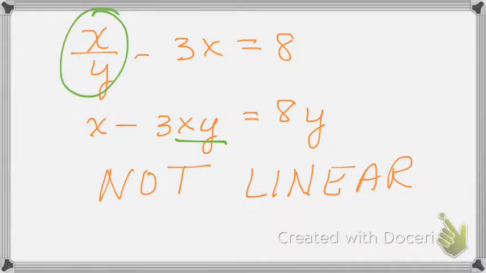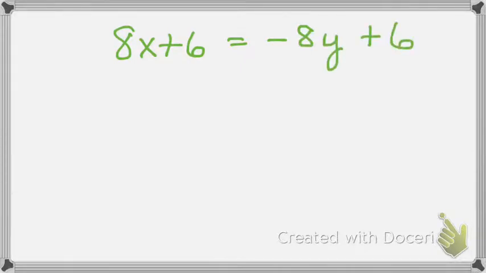Okay. How about this one? 8x plus 6 equals negative 8y plus 6. Let's see if we can get it in standard form. I can have my 8x, move my 8y over, and then take the 6's off of both sides and have that. Is that okay? Is that still a line? Yes, it is. It's a straight line. Well, they're all straight, but it's a perfect 45-degree angle.